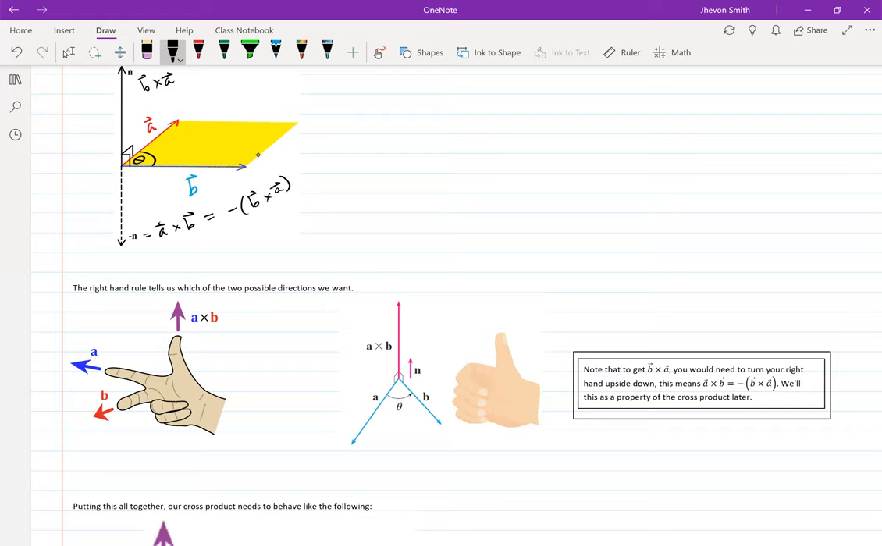Okay, and we take this convention by the right-hand rule. So you have a bunch of examples where A cross B is pointing up. This is an example where A cross B is pointing down, and you can try it. Point your index finger in this direction, and then stick out your middle finger so it points in this direction. You will have to turn your right hand upside down in order to accomplish that.